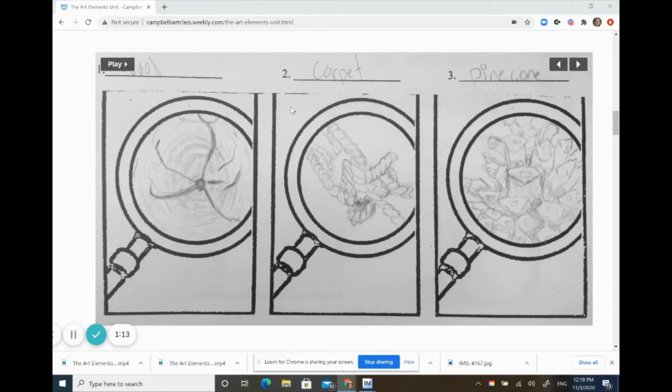And so here are some student examples that are A quality, so you know what mark to try to hit, of wood, carpet, and pine cones. So I'm going to flip through the examples so that you can see the different approaches that these students took.